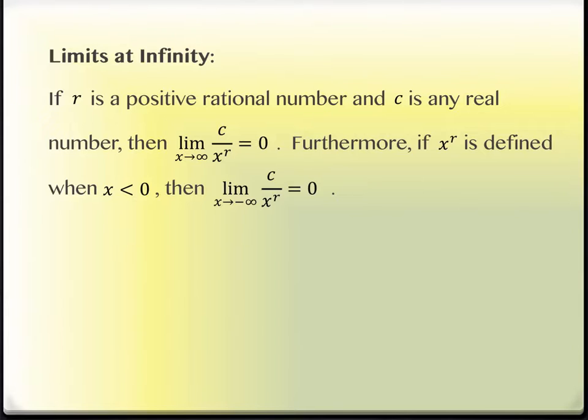Furthermore, if x to the r is defined when x is less than 0, then the limit as x goes to negative infinity of c over x to the r is also 0. And the function you might have in mind might look something like this. The real simple one, like 1 over x. The exponent is a very unexciting 1 here. That's both positive and rational.